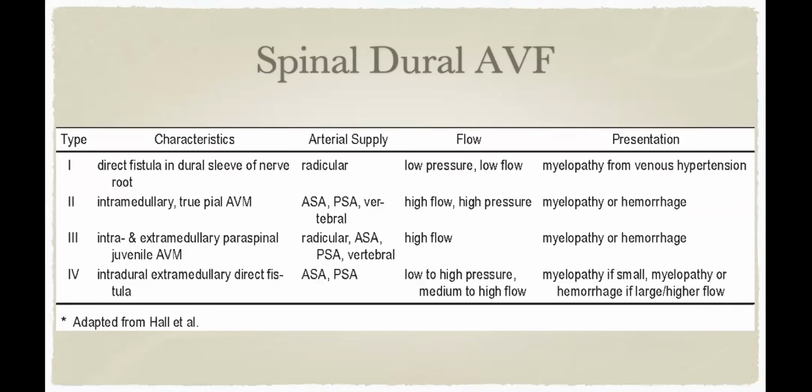Now, coming to the spinal dural AV fistula. The classification which we usually use is type 1, type 2, type 3, type 4, of which type 1 and type 4 are basically AV fistulas.